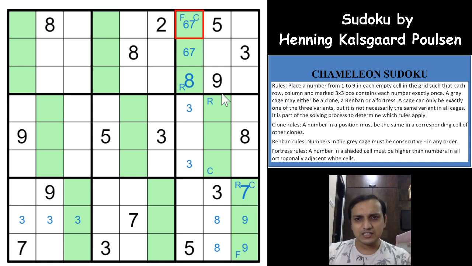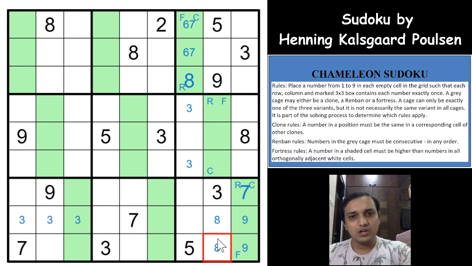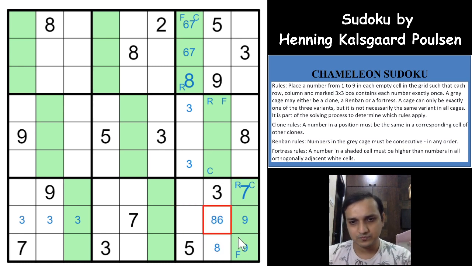One more tough logic here is that you cannot have 6 in one of these two cells. It is not possible because this obeys a fortress rule. I will explain what happens if you have 6 in one of these two cells. Let us assume that you have a 6 here, which means you will have an 8 here, and because of the 8 you have a 9 here. And what happens because of this 6? Can you have anything greater than 6 for this cell?